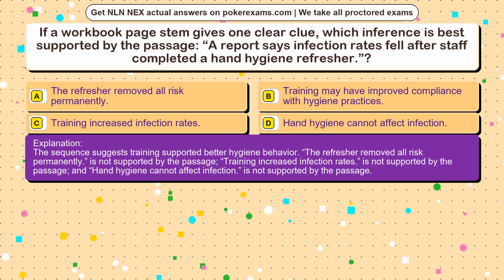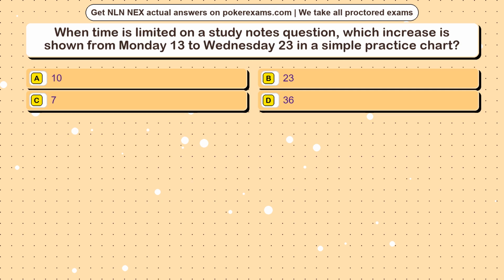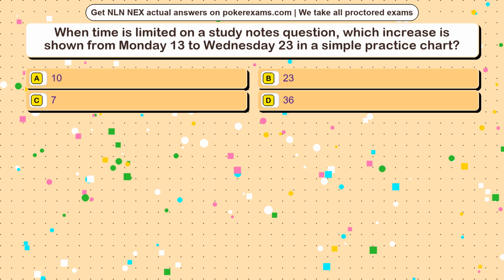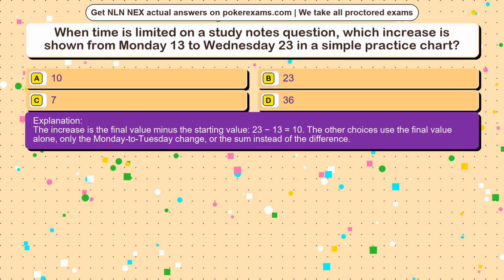Question 5. When time is limited on a study notes question, which increase is shown from Monday 13 to Wednesday 23 in a simple practice chart? Option A, 10. Option B, 23. Option C, 7. Option D, 36. The correct answer is option A. The increase is the final value minus the starting value, 23 minus 13 equals 10. The other choices use the final value alone, only the Monday to Tuesday change, or the sum instead of the difference.